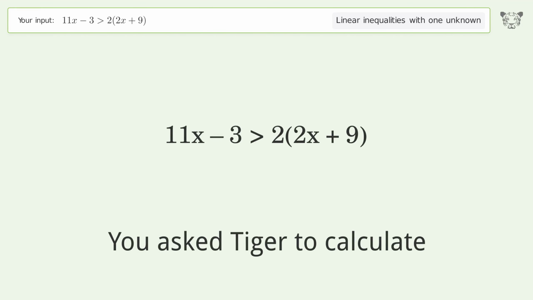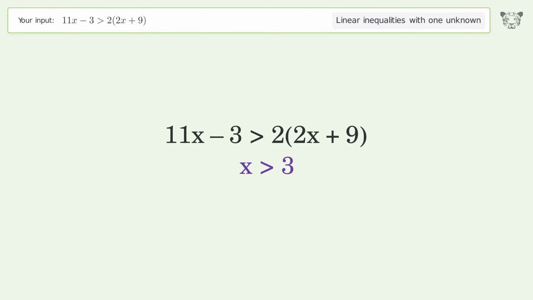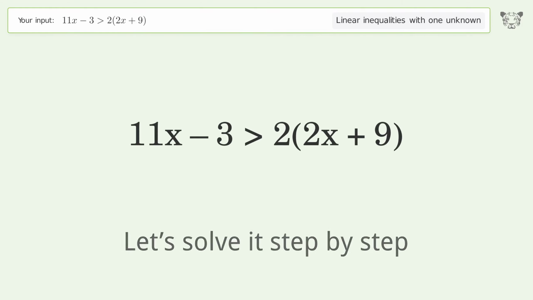You ask Tiger to calculate. This deals with linear inequalities with one unknown. The final result is x greater than 3. Let's solve it step by step.